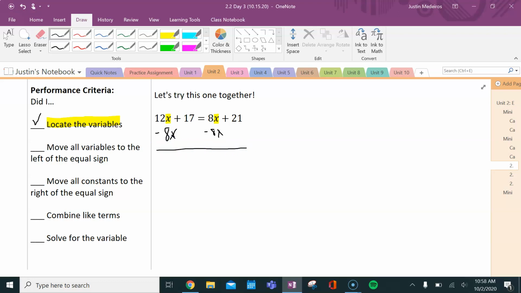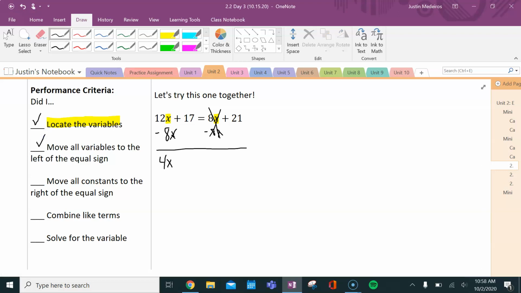When you subtract 8x minus 8x, you get 0, so those cancel out. And then when you subtract 12x minus 8x here on this left side, you get 4x. Alright, so we moved our variables to the left side.